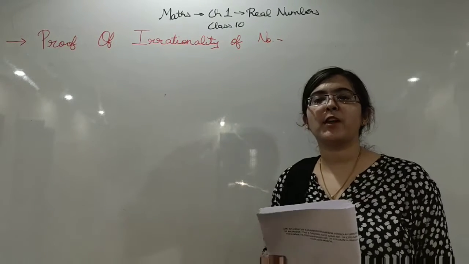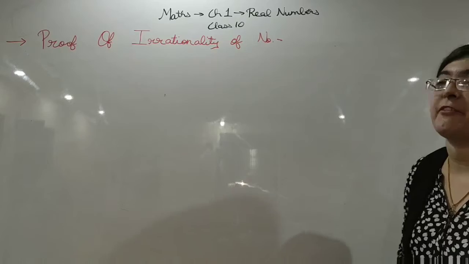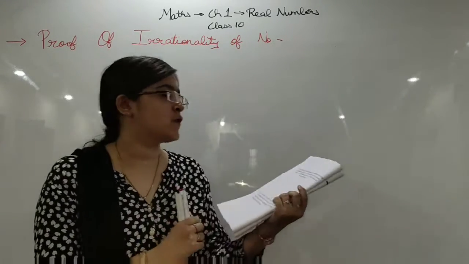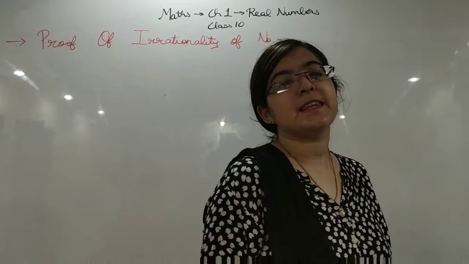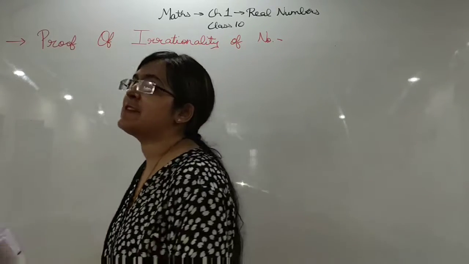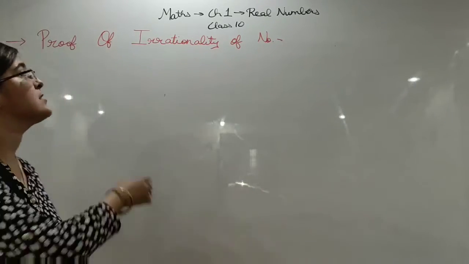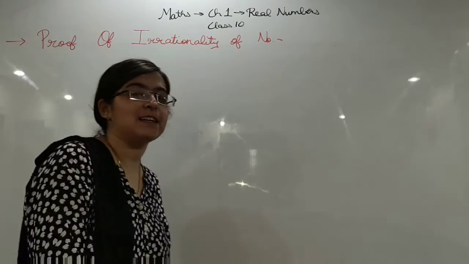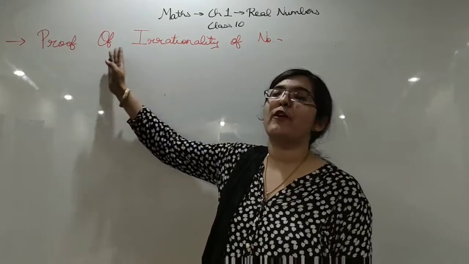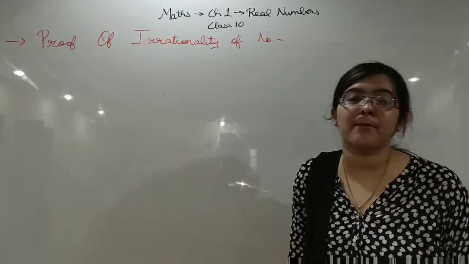Students, we were solving questions from our chapter 1, real numbers. In your question booklet, we have solved up to question number 39 in our last classes. Today we will start a new topic, which is proof of irrationality of a number.